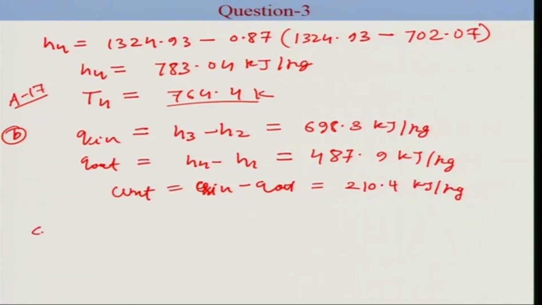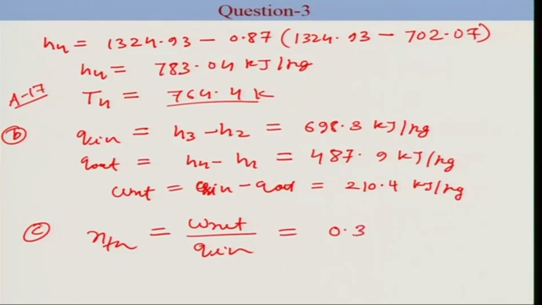Now, thermal efficiency of the whole cycle will be W net out divided by heat going into the cycle. So, this will be equal to 0.3013, that means 30.1%.